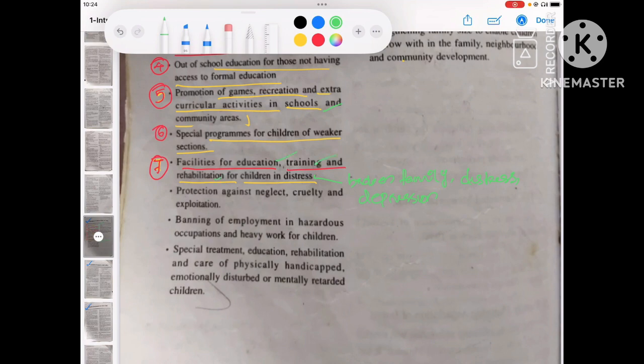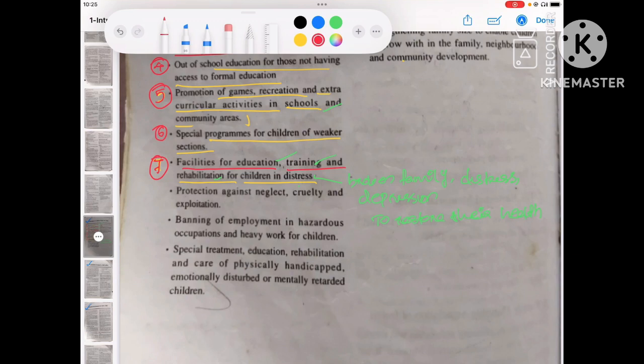What is the meaning of rehabilitation? To restore their health. So they will provide all those things. Then they will facilitate education, training, and rehabilitation for children in distress, those who are in a very depressed family or a broken family, who are depressed and distressed.